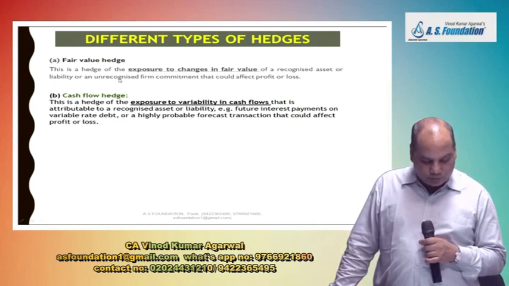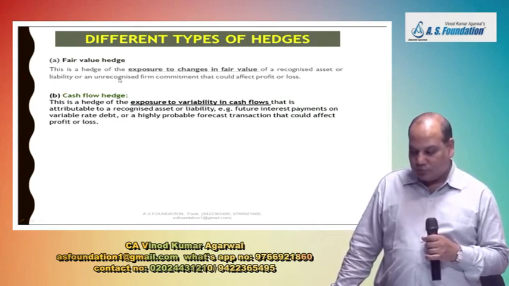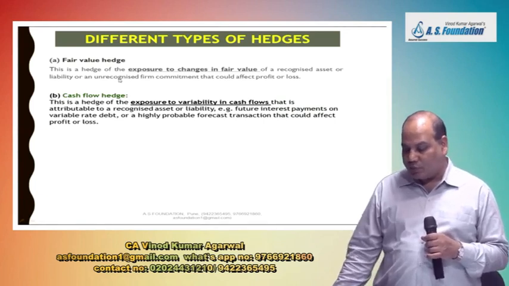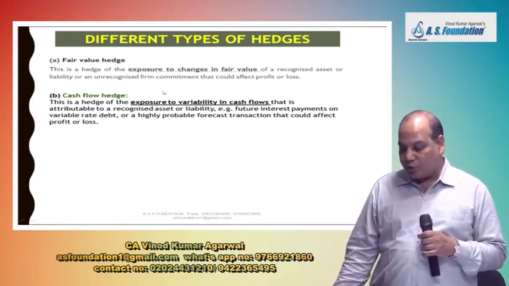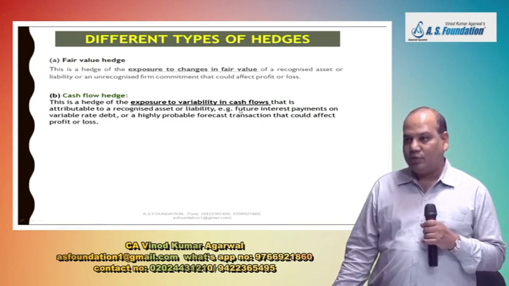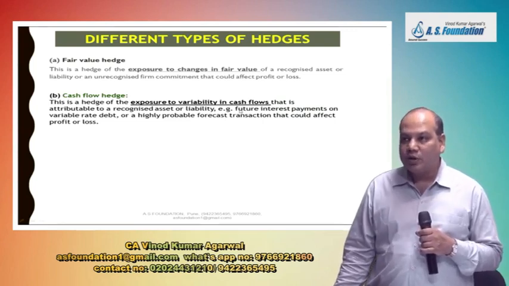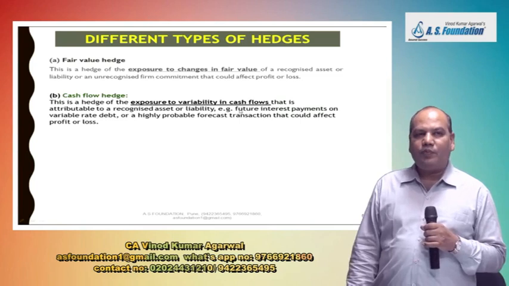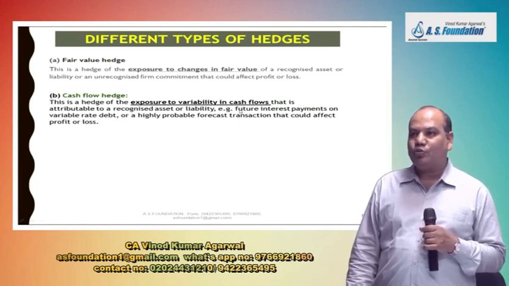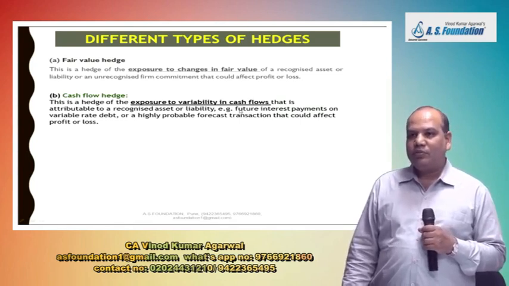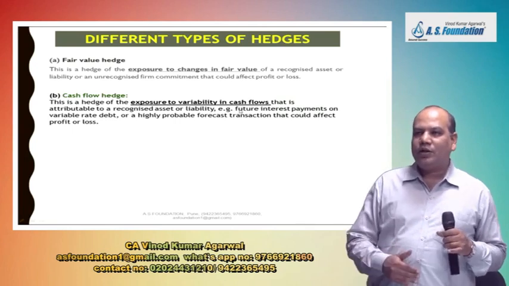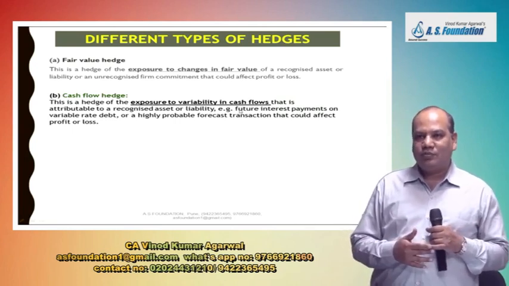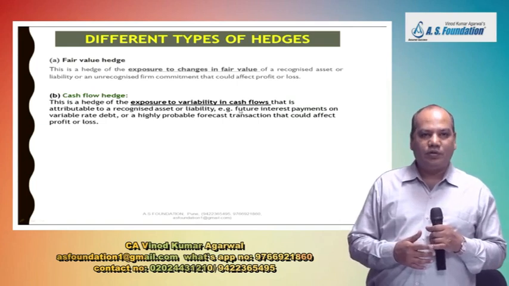Next is cash flow hedge. Now, cash flow hedge, the objective is to protect the variability in cash flow. Suppose you have issued a LIBOR plus 2% bond. So every year as the LIBOR would change, your interest outflow will change.